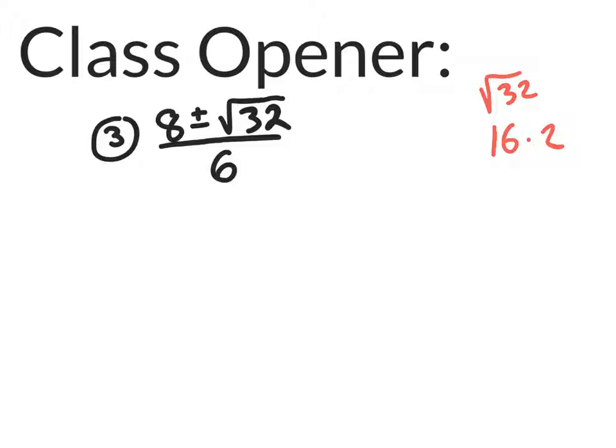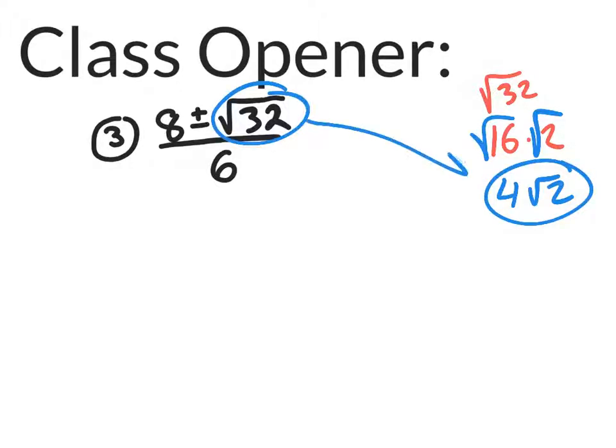16 times 2, right? Use the highest perfect square number possible. So when you square root it, you'll have the answer 4 with the square root of 2. So let's replace the square root of 32 with that 4 square root of 2. So we have 8 plus or minus 4 square root of 2 over 6.